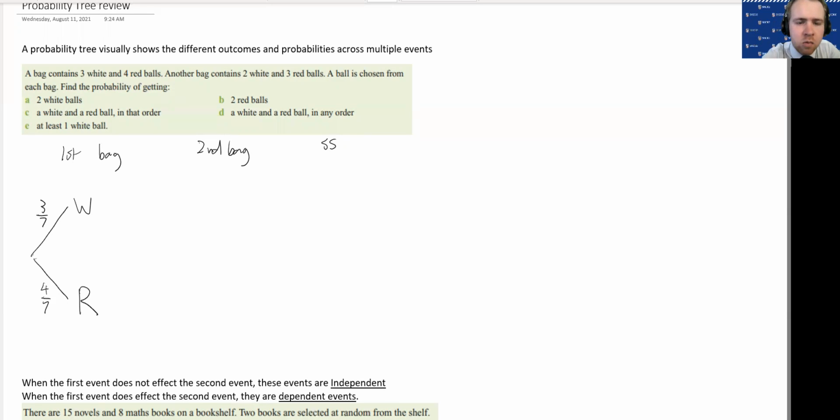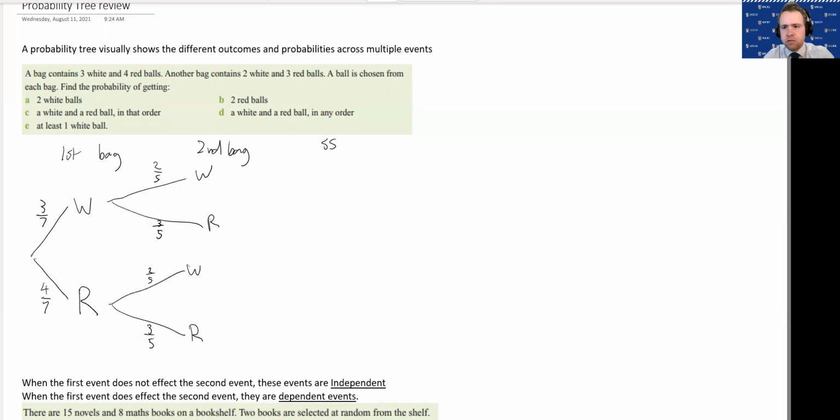For the second bag, we also can get a white ball or a red ball. And what we do is we show these 2 outcomes, but branching from the different outcomes of the first bag. And then we can write the probabilities for that second event. In the second bag, we have 5 in total, and 2 of them are white. So 2/5 is our probability of drawing a white ball, and then 3/5 for getting a red, and then it's the same down here, 2/5 and then 3/5.